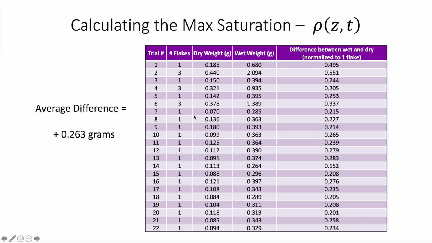And so I weighed the dry weight, I let it soak in cereal for 2 minutes. It was warm cereal because I wanted to expedite the experiment. So I waited for it to become fully saturated so it could absorb as much milk as it could. And then I took the difference between the wet weight and the dry weight, and I came up with an average difference of 0.263 grams. So essentially, on average, one cornflake can absorb 0.263 grams of milk.